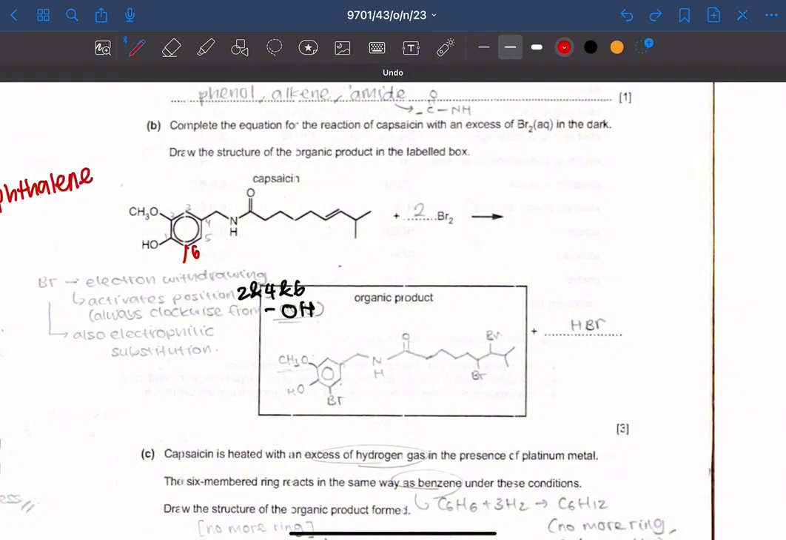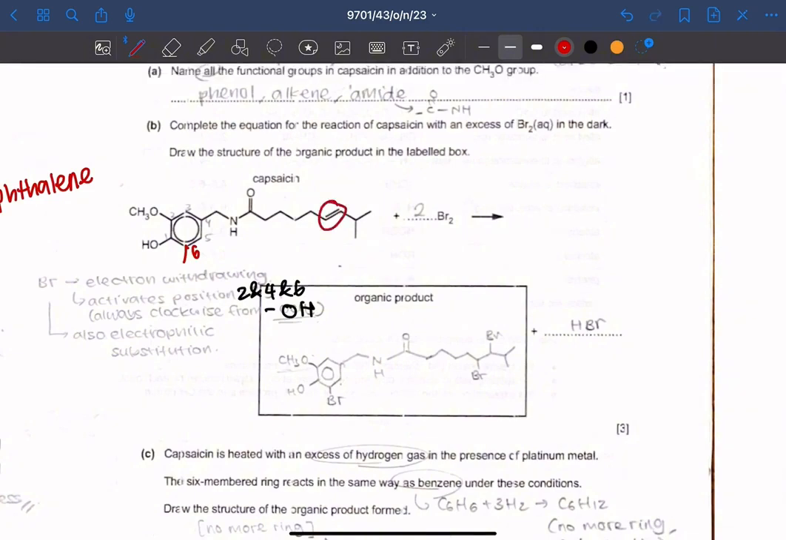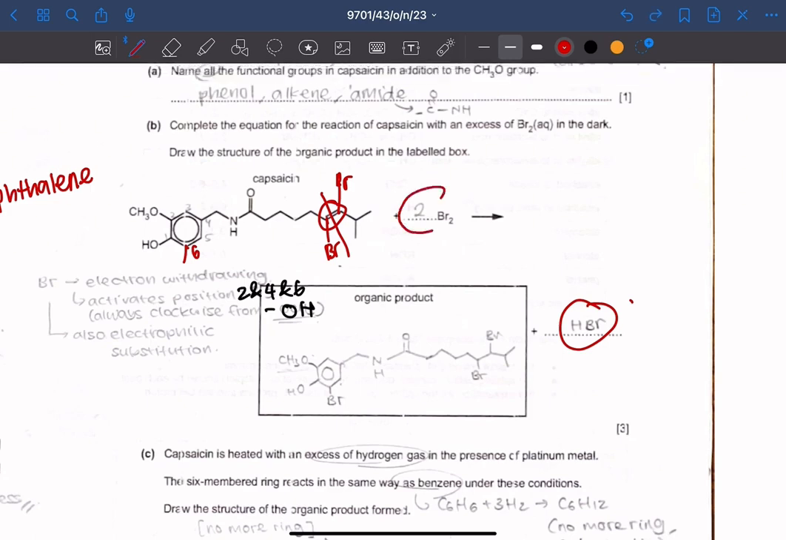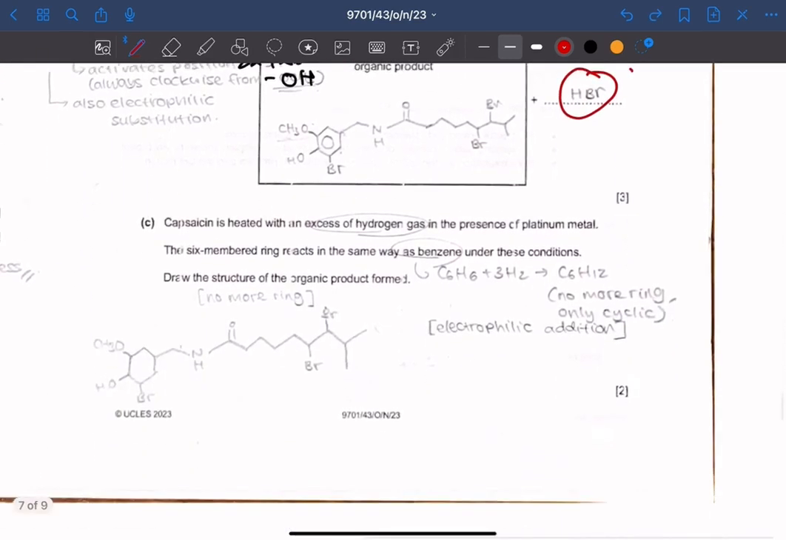And so Br is attached to position 6, and in addition the alkene double bond breaks, and then it forms Br bonds. And so there are 3 Br here, and another product is HBr from the release of H from the benzene. And so we should balance the equation by placing 2 as a coefficient of Br2. And next is C.